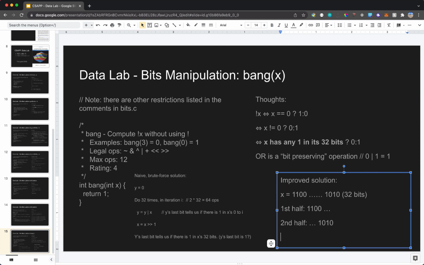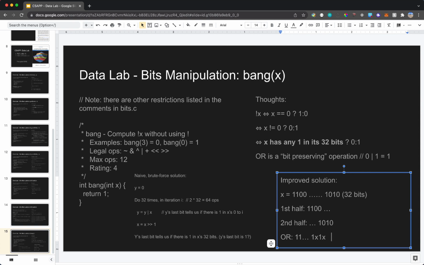And if we do the OR for these 2 halves here, the number we get here is 1100. Sorry, 11. We don't know whether the other 2 are 0 or not. And then at least is 1x here. This x can be 0, can be 1, depending on the last 4 digits here in the first half. So we get this result here.